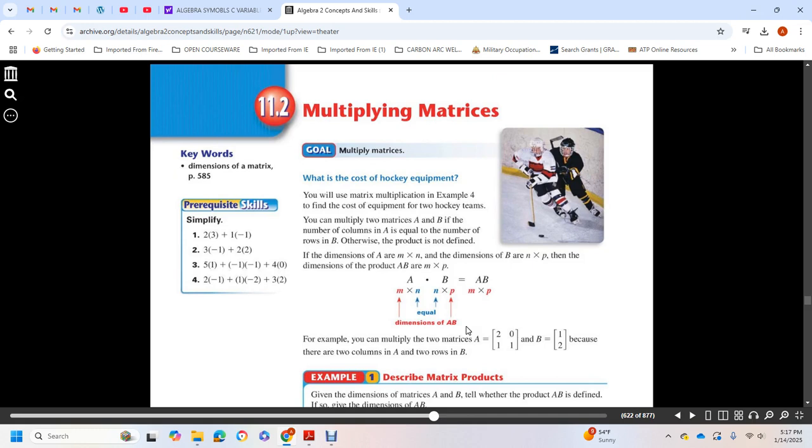If the dimensions of A are m by n and the dimensions of B are n by p, then the dimensions of the product AB are m by p. So A is m times n and B is n times p, and the inner dimensions n are equal.